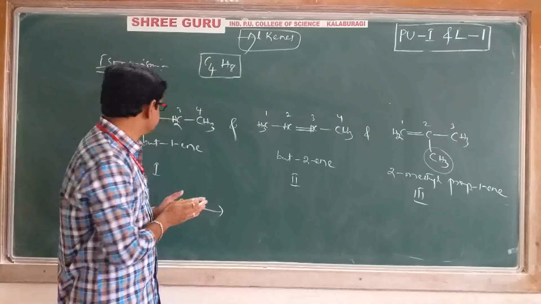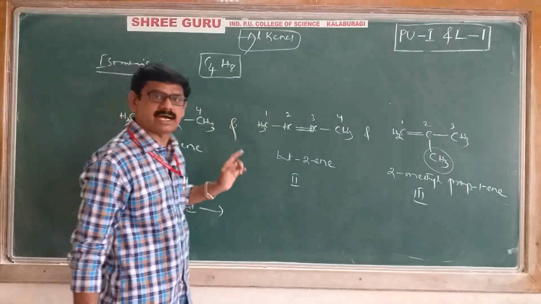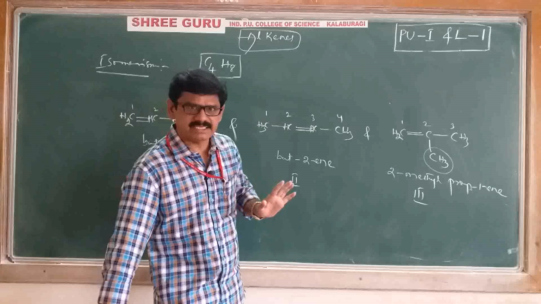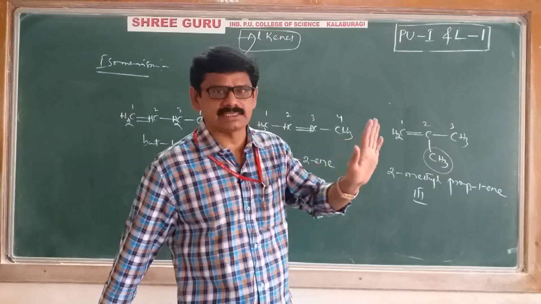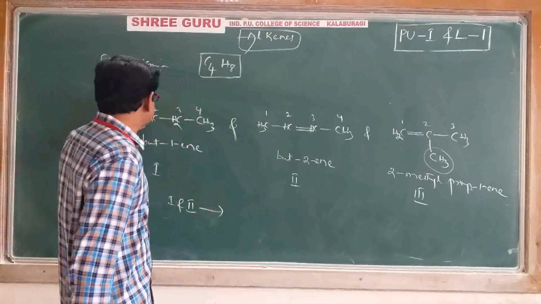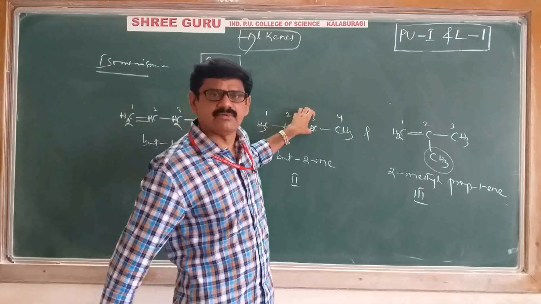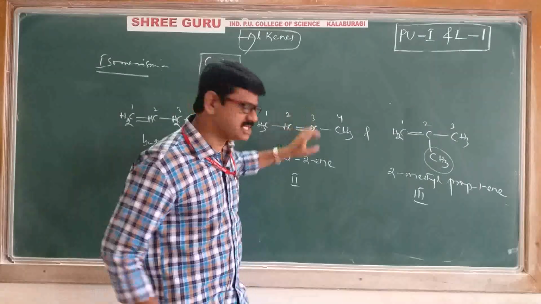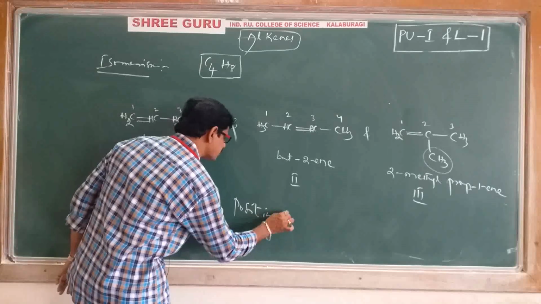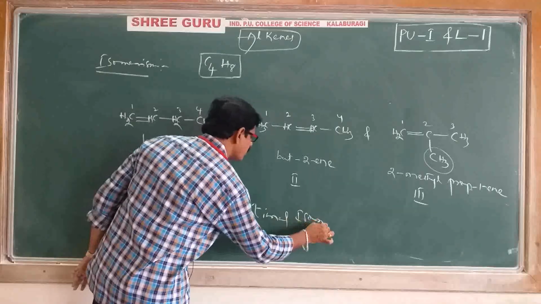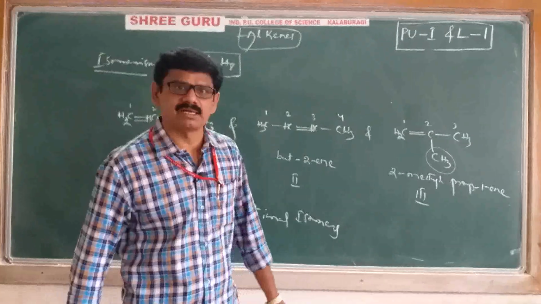Let's see what happens. 1, 2, 3, 4, 1, 2, 3, 4 means both have the same carbon atoms in the parent chain. Means they are not at all chain isomers. Next, here the position of the double bond is 1, here the position of the double bond is 2. Therefore, definitely we can assume they are positional isomers, because the position is different. 1 and 2 are surely positional isomers because the double bond position is different.